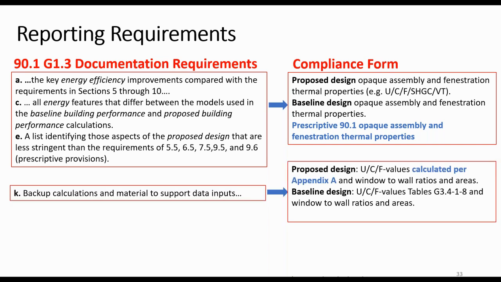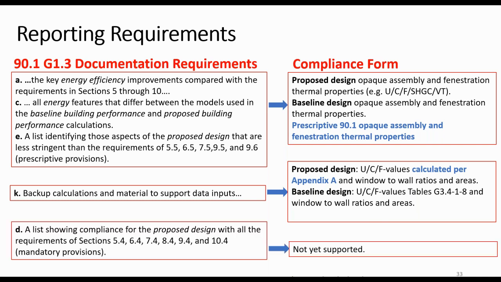In terms of backup calculations, it needs to be shown how the U, C, and F values were determined using Appendix A, and also how the window to wall ratios and areas were determined, how were they calculated? And that's true for both the baseline and proposed models. And meeting the requirement of the mandatory provisions is not yet supported by the compliance form.